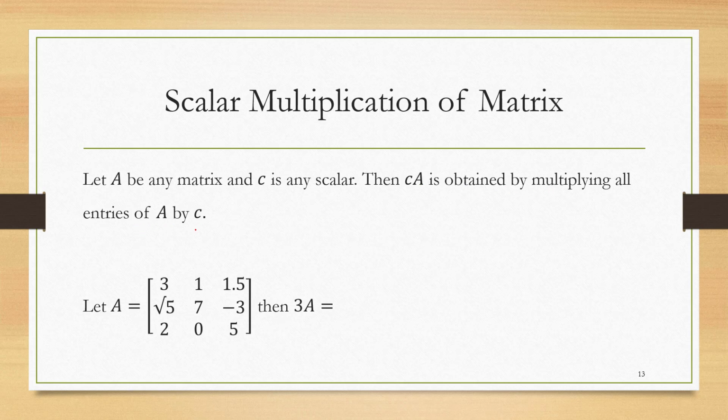by C. Let's see. Here A is given to be this 3 by 3 matrix, 3, 1, 1.5, root 5, 7 minus 3, 2, 0, 5. Then 3A, here C is 3 and matrix A is given to this. So 3A is multiplying each entry of A by 3. So we get 3 3s are 9, 1 3s are 3, 1.5 into 3, 4.5. This is 3 root 5, 21 minus 9, 6, 0 and 15. So this is scalar multiplication.